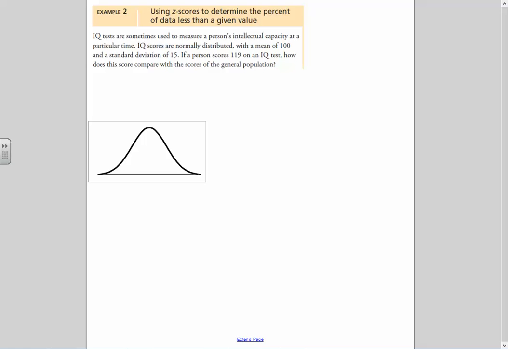So before we get too far into the question, our data is normally distributed, which means we can handle this question with a z-score. And some of the important information that we were told is that there's a mean of 100 and a standard deviation of 15 points.